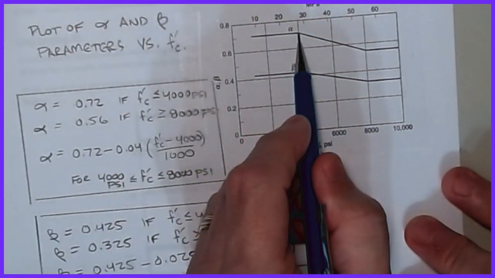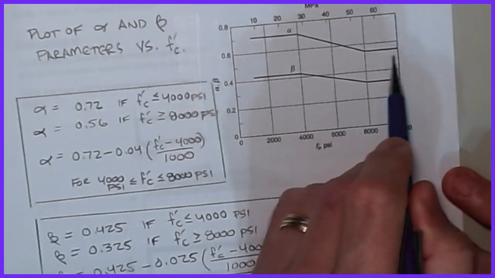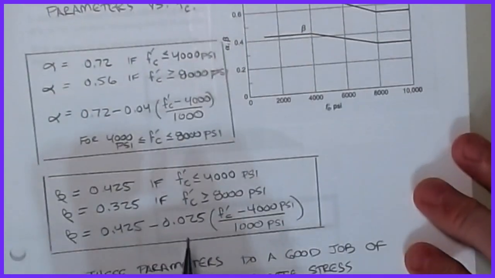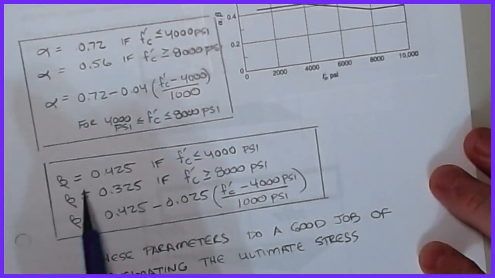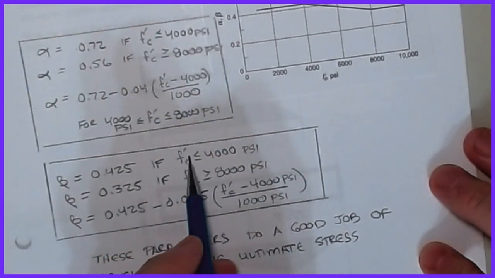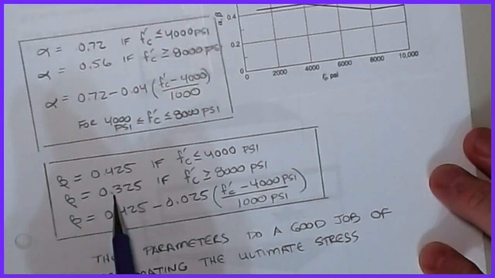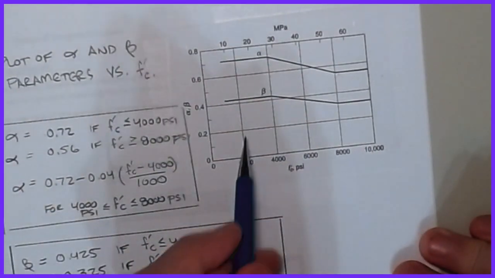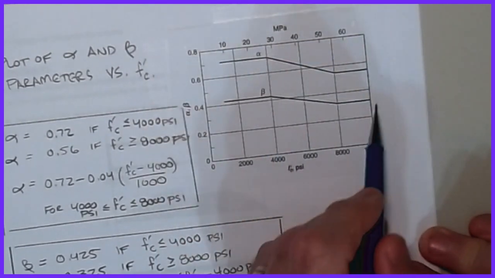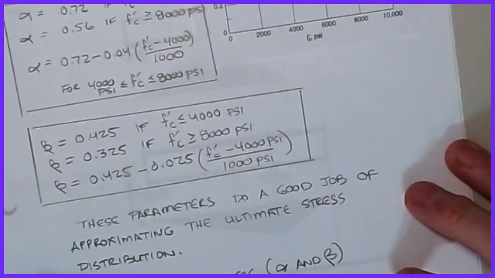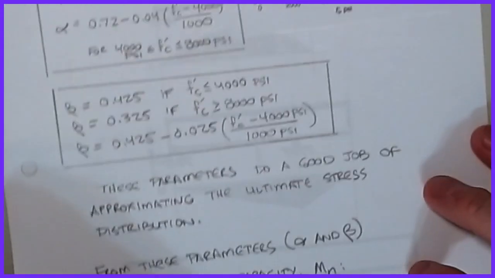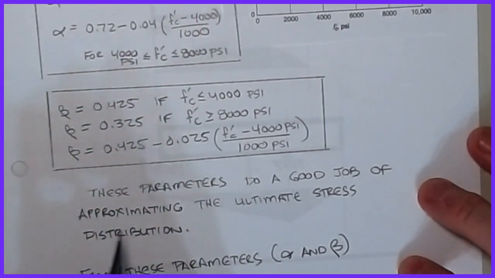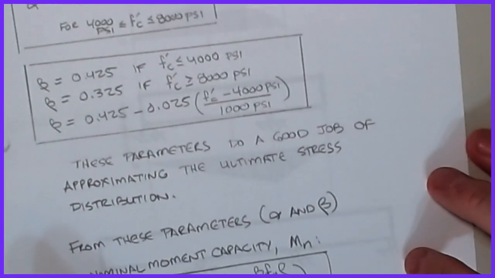All right, and so there's my alpha of 0.72, here's my alpha of 0.56, and then we get that linear interpolation that exists in between those, and then f prime c is across the axis on the bottom. In a similar fashion, we'll define beta as 0.425 when f prime c is less than 4,000, and 0.325 when it's greater than 8,000, and then again, a linear interpolation in between gets me a function that looks like this one. Here's my constant, slope, another constant. Pretty easy for us on the end. Okay, and so what they found from experiments is that those parameters alpha and beta do a pretty good job of approximating the ultimate stress distribution of this.